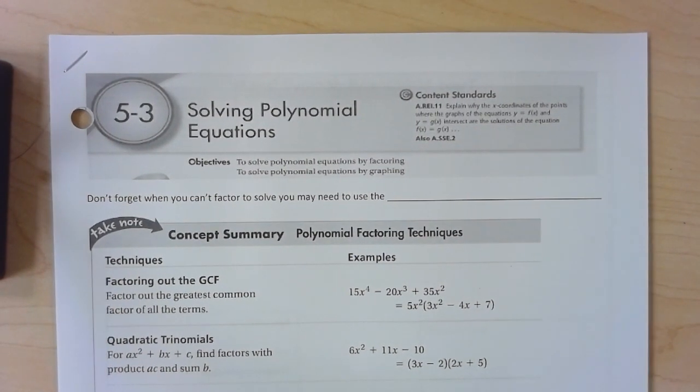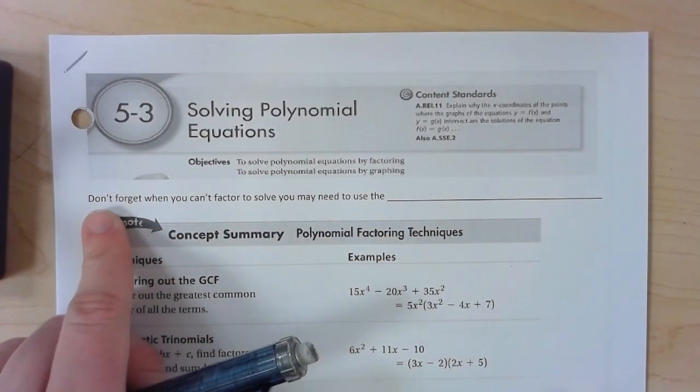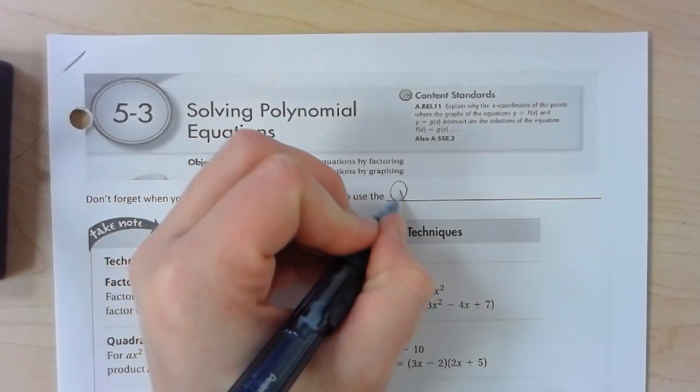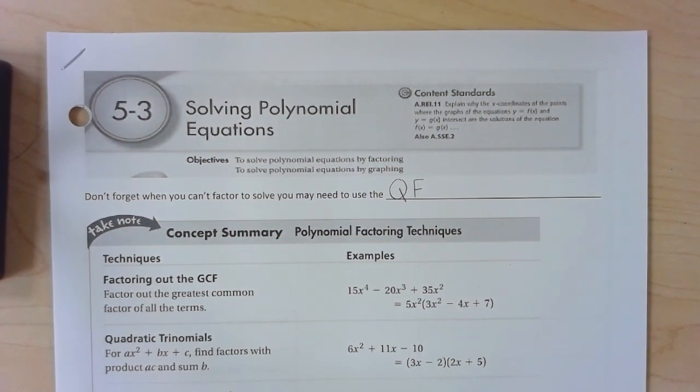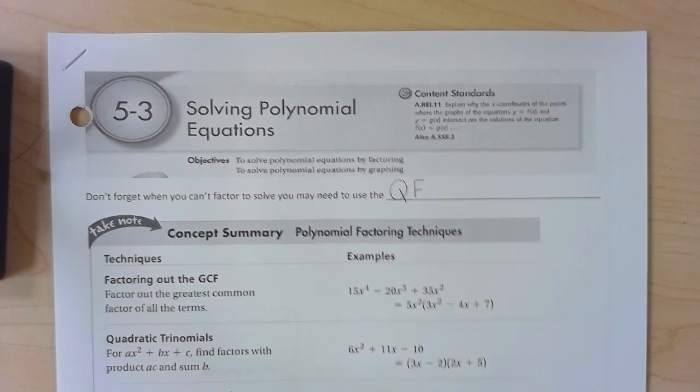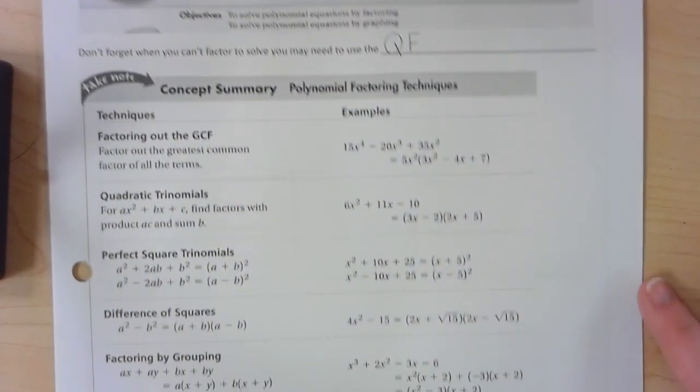All right, so 5-3, I redid all the notes, and the main idea is you guys are going to have to factor and use the quadratic formula a lot. So right here, special note: when you can't factor, you may need to use the quadratic formula. And that's the negative b plus or minus. You're pretty well versed in that by now. We'll practice as we go along.